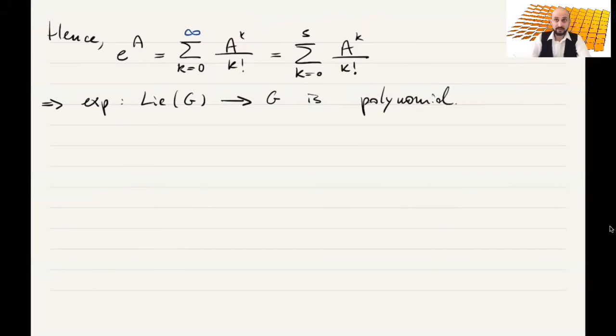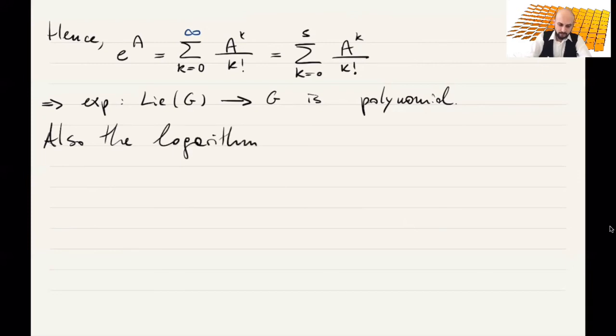Now, for matrices, we have a way of writing the inverse of the exponential, which we call the logarithm, and we have again a series that in arbitrary linear groups only converges in a neighborhood of the identity of the group. So also the logarithm.